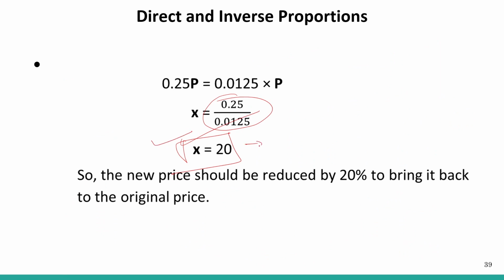Okay. So here also you can see, this is the correct answer. So the new price should be reduced by 20% to bring it back to the original price after the hike in the price. Okay, the hike was 25%, but the reduction was 20%. Why? Because we consider the new price, that is the hiked price, as the base price, after which there should be a reduction. So the reduction must be 20%.